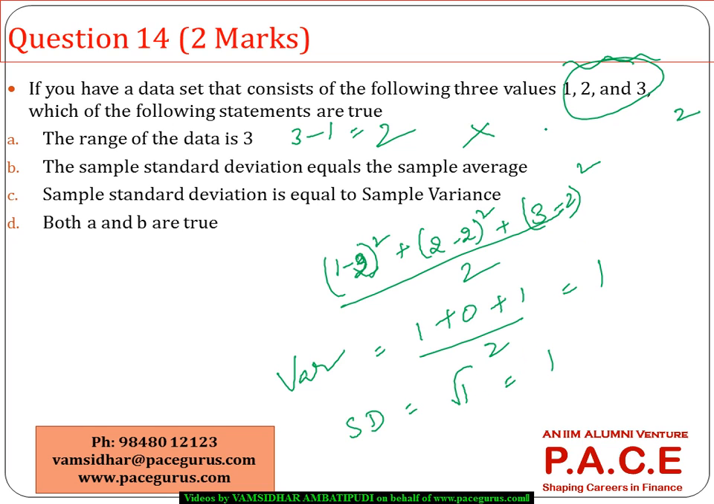So though B is not the answer, I can very well go with C, saying the sample standard deviation is equal to the sample variance, because both of them work out to 1. Alright, let's move on to the next question now.